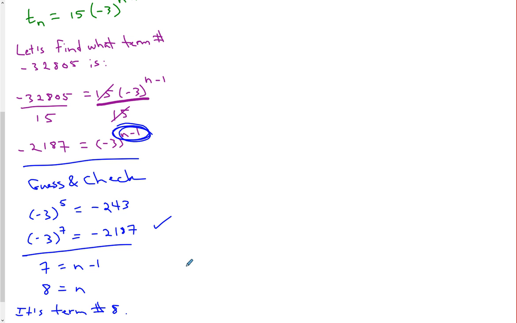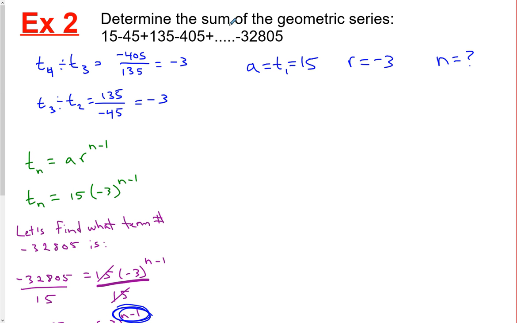Now you could have done a brute force method where you just looked at your number list and went times -3, times -3, times -3, times -3. And you would find that you started at your first number and then you had to do that 7 times to get you to your 8th term. And that would have got you to negative 32,805 using your general term. So we say, okay, that's going to be term number 8. We figured it out.